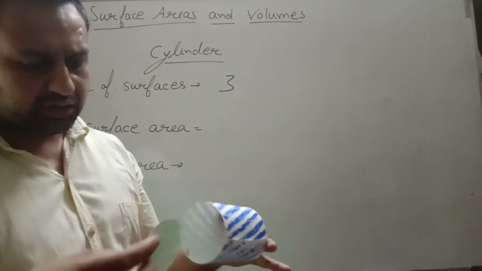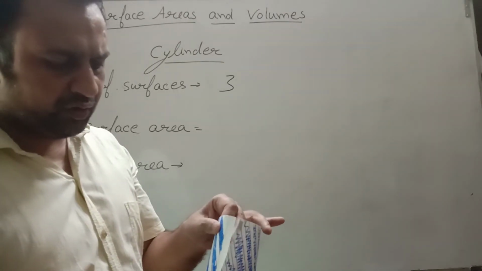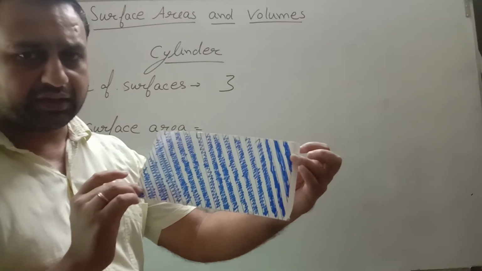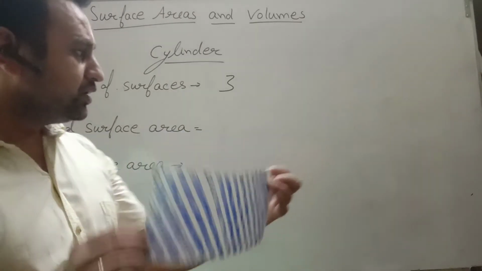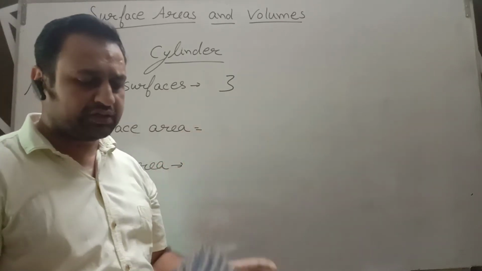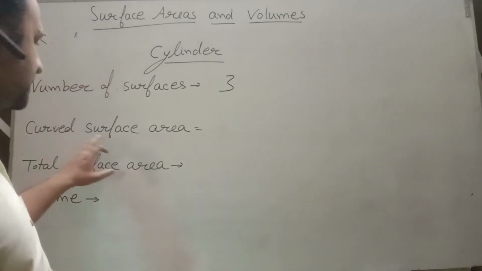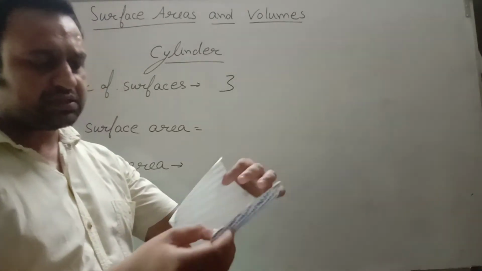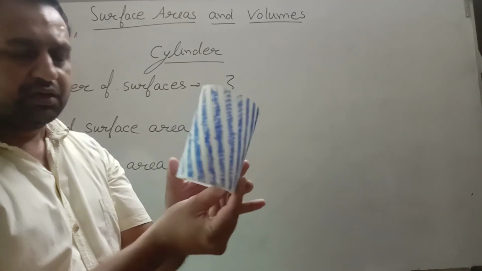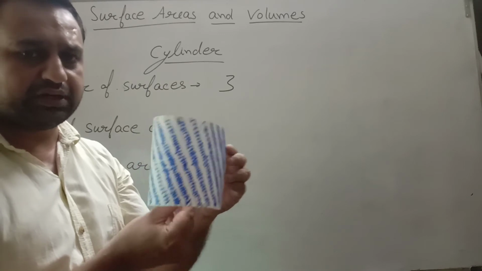What is the shape of this surface? If we open a cylinder then we observe that its shape is like a rectangle. So 2 surfaces are circular and one surface is rectangular. Now the curved surface area: the surface which covers the cylinder is called the curved surface area. So how can we find out its area?